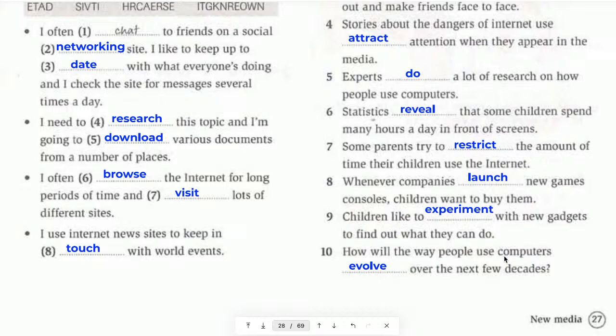Consider this just a speaking question. If you face this type of question in your exam, how can you answer this? Tell me something. How will the way people use computers evolve over the next few decades?